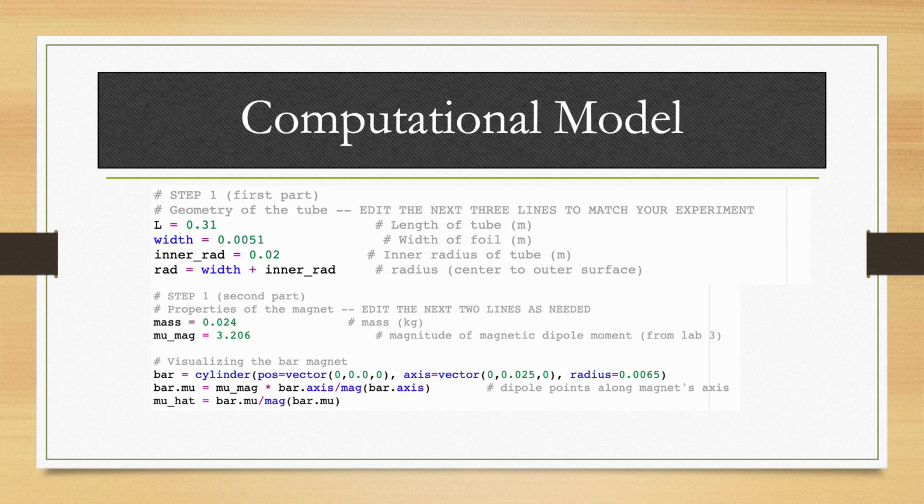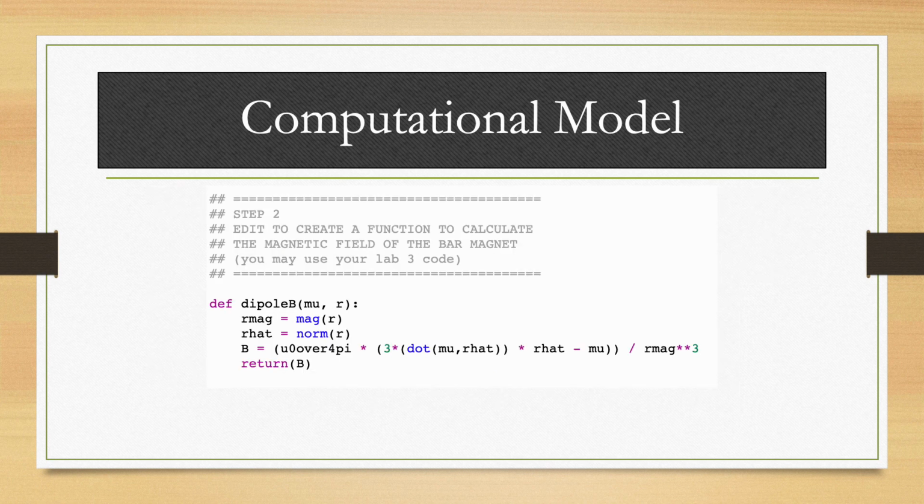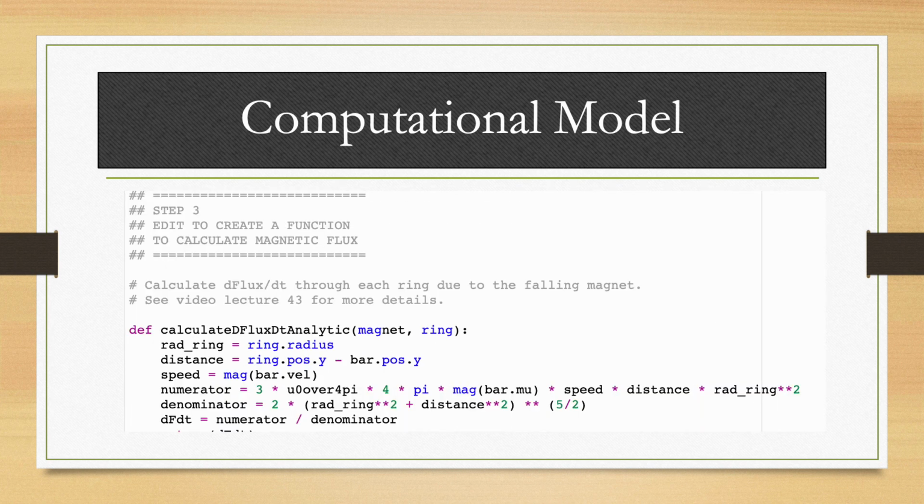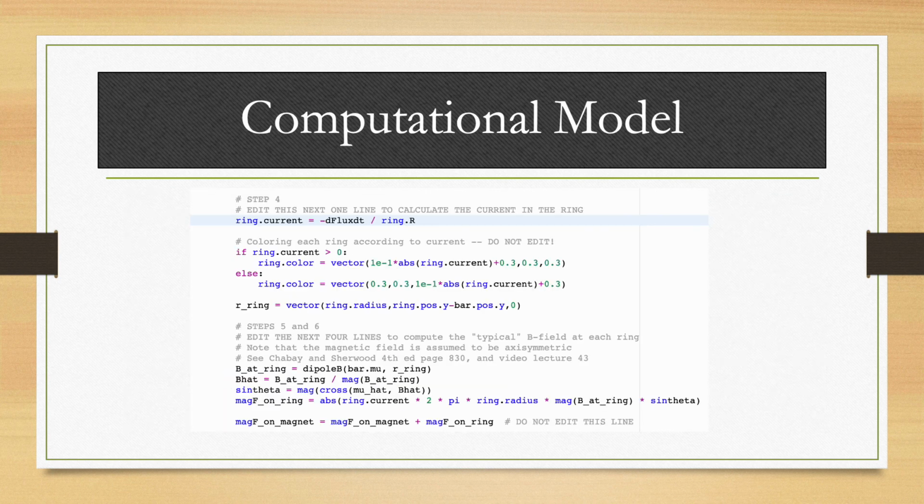The first step of the model lists the geometry of the tube and also the properties of the magnet. The last few lines of code creates a visualization of the bar magnet as it falls through the tube. Step 2 of the model calculates the magnetic field of the bar magnet based on the mu and r values given in the function. Step 3 of the model calculates the change in flux through each ring due to the falling magnet. Step 4 of the model calculates the current in the ring and also creates a color visualization of the ring as the magnet falls through the tube.